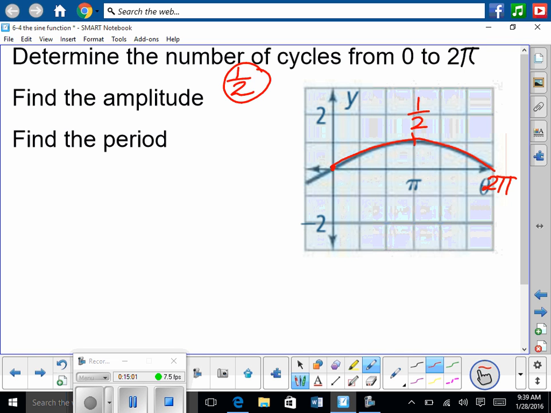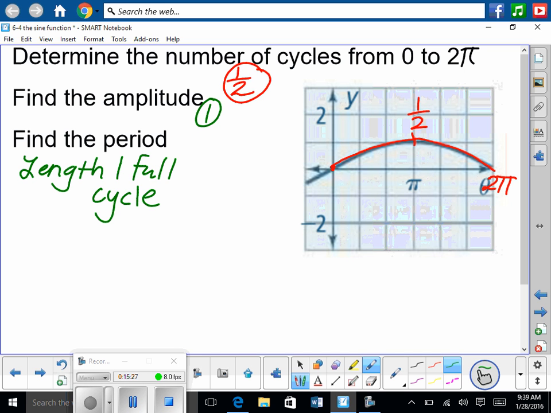Okay, to find the amplitude, from the midline, how far up did we go? 1. How far down? We can't see, but we can assume it would be 1. So the amplitude is 1. And then the period is the length of one cycle. So we've got to really think through this. Period, I'm going to write that down, is the length of one full cycle.